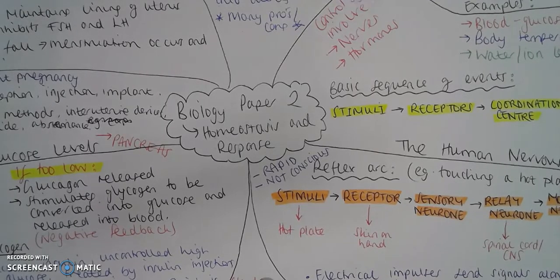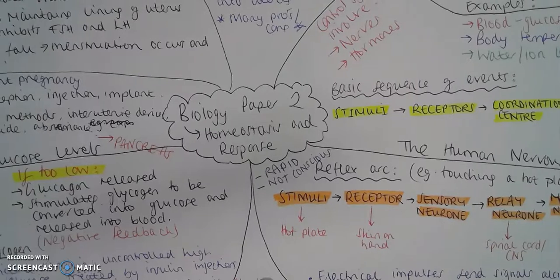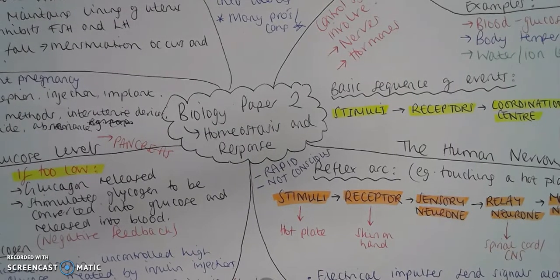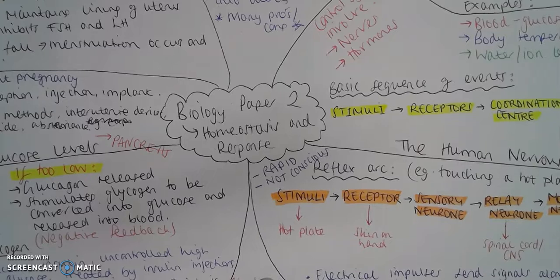I'm going to split Paper 2 down into 8 mini videos that are just slightly shorter and hopefully more manageable. So each topic is going to be 2 videos that are about 5 minutes long. So for the first part of the first topic, we're looking at homeostasis and response.